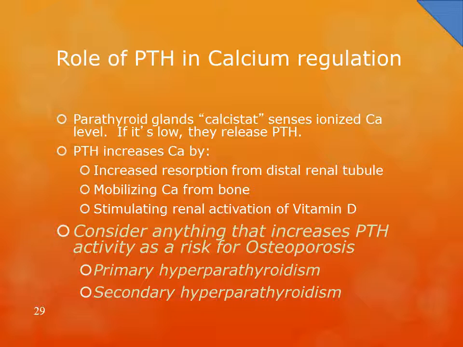So, the parathyroid glands are like a calcistat. They have a way of monitoring what the calcium levels are in the blood. If your calcium level is low, PTH comes out like the wolf. He increases your resorption. The most important thing that he does is he mobilizes your calcium from the bone. So anything that increases PTH activity is a risk factor for osteoporosis. That's primary hyperpara and secondary hyperpara.